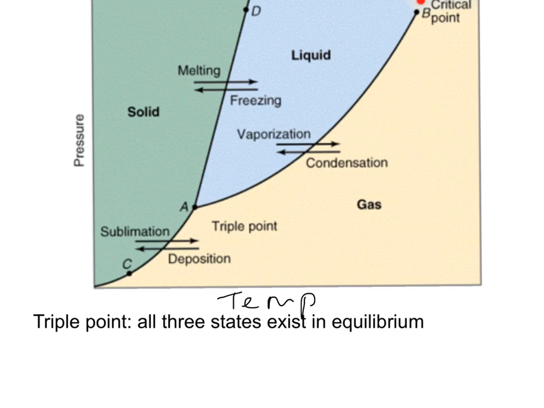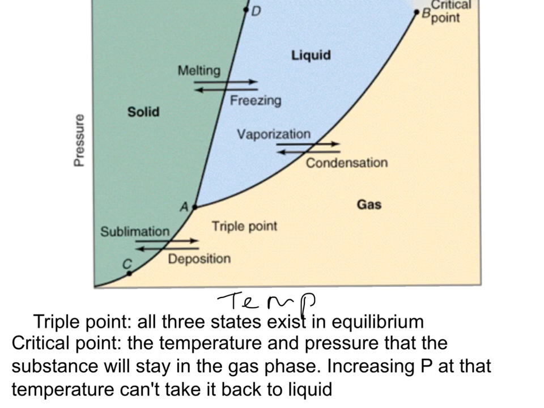And then we also have this place called the critical point. And this is where, after that temperature is hit or that pressure is hit, this is like the temperature and pressure in which the gas can't go back to liquid. So if we're at this temperature here, it doesn't matter how much we increase the pressure, it won't go back into the liquid phase as long as we're at this critical temperature. So I'll write that down. All right, so that's the definition of the critical point there.